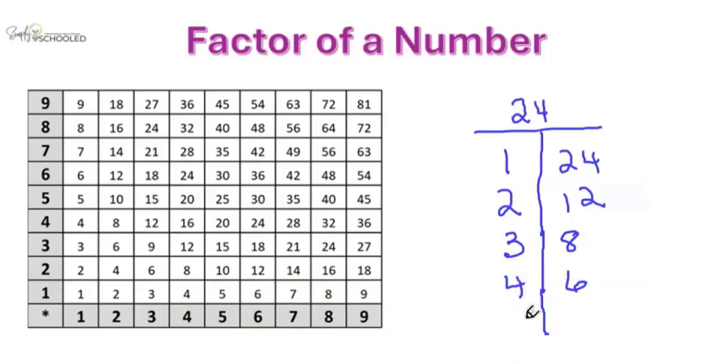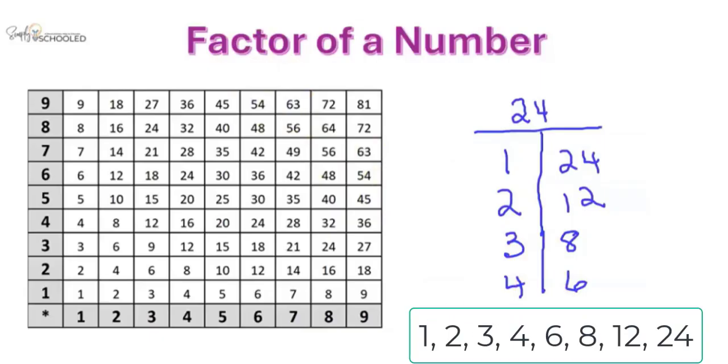5 doesn't work. We already have 6. 7 doesn't work, there's 8. 9 doesn't work, 10 doesn't work, 11 doesn't work, and we have 12. So we know we're done. So the factors of 24 are, you would just list them all out. 1, 2, 3, 4, 6, 8, 12, 24. And you can see those have a lot of factors.